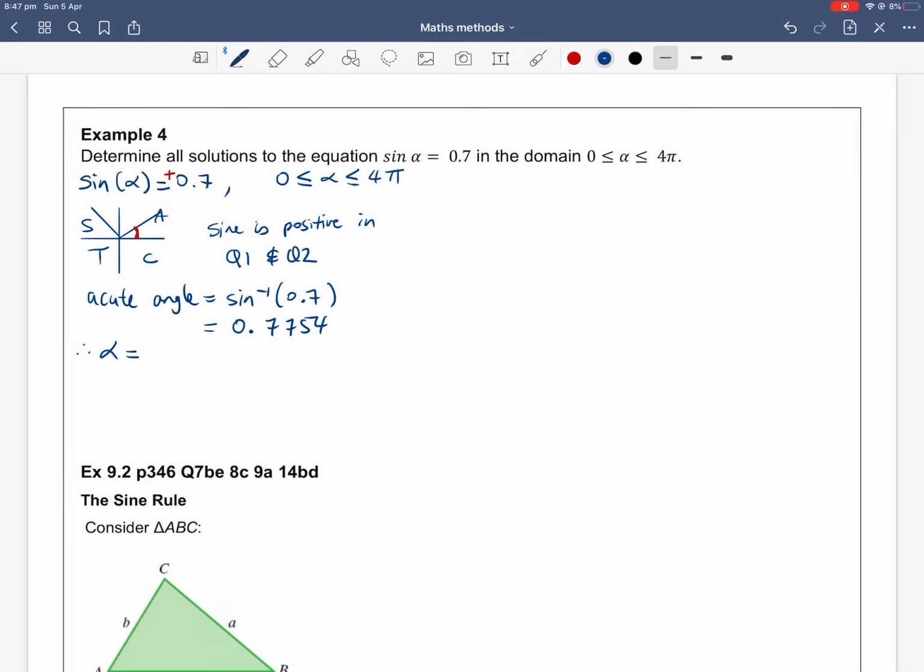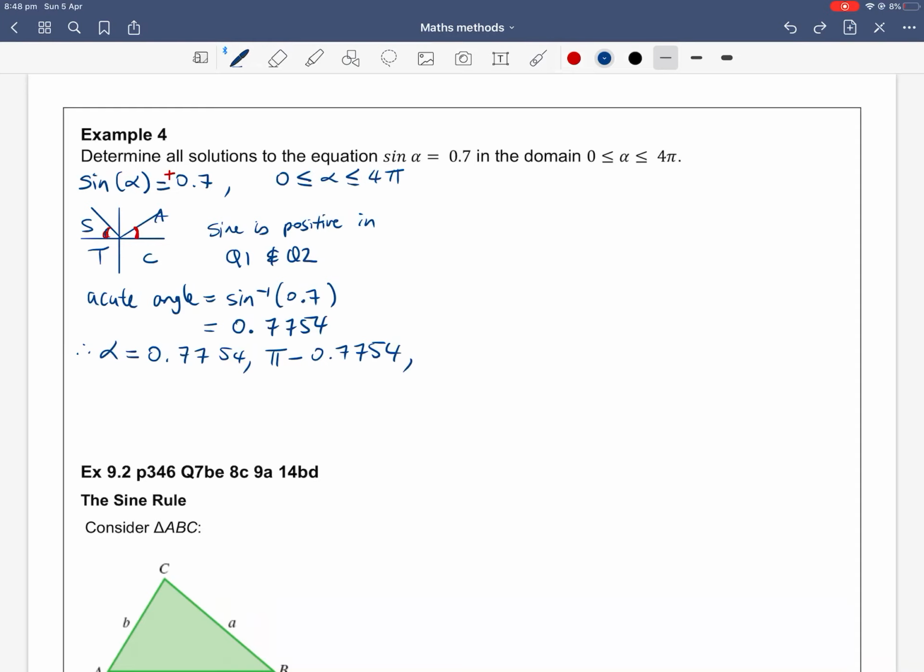So therefore alpha can be the first tiny angle in quadrant 1, which is 0.7754. Now the next tiny angle is this one here, because it's a mirror image. So that angle of interest is pi minus 0.7754, because the tiny angle's there, 0.77, and pi is half a circle. We need to do another full repeat of your circle, because we're going to 4 pi.